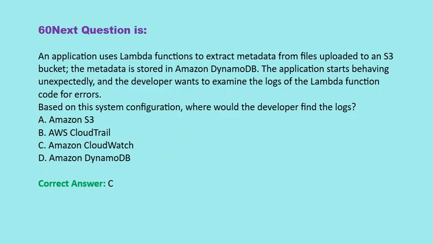Question is an application uses Lambda functions to extract metadata from files uploaded to an S3 bucket. The metadata is stored in Amazon DynamoDB. The application starts behaving unexpectedly and the developer wants to examine the logs of the Lambda function code for errors. Based on this system configuration, where would the developer find the logs?